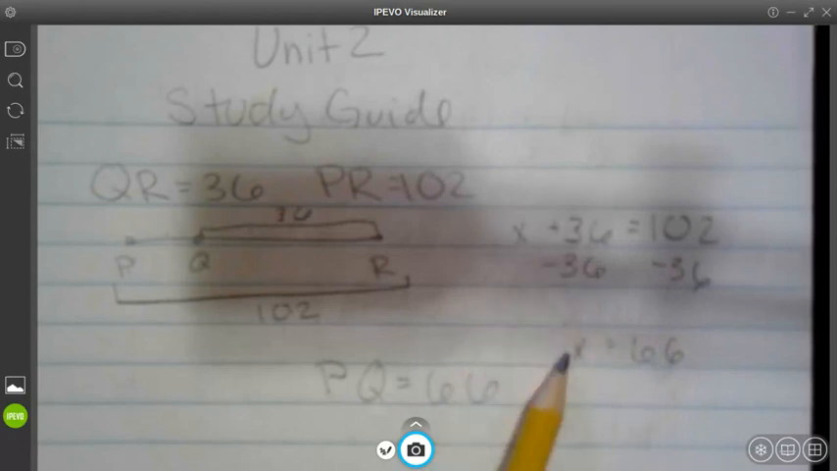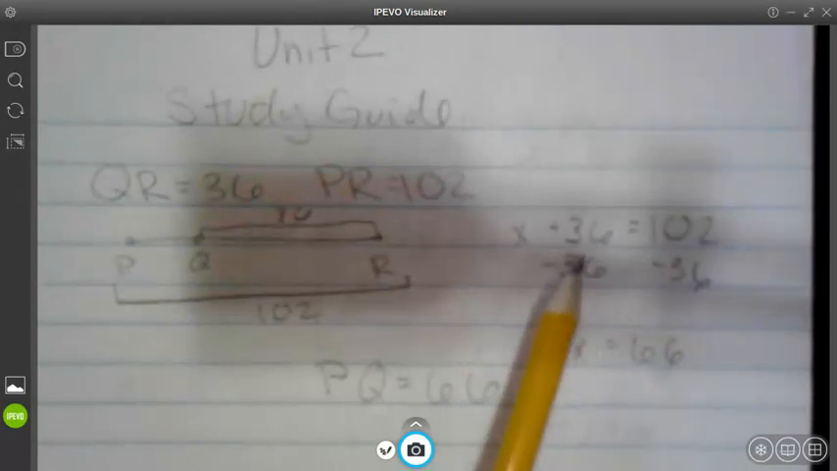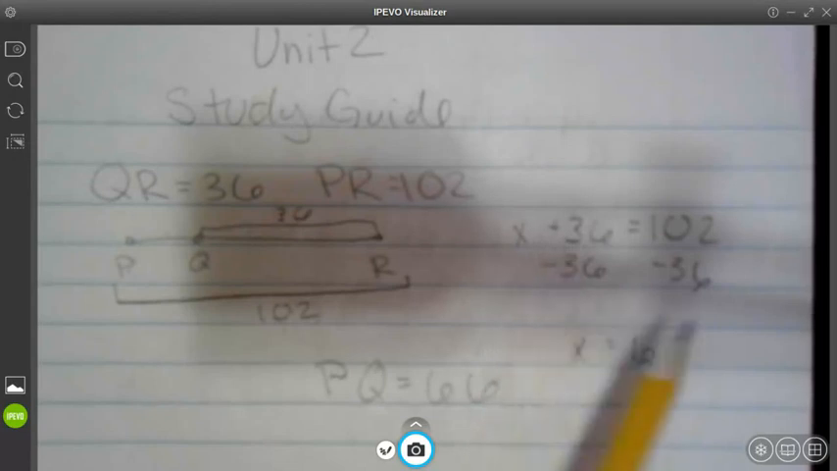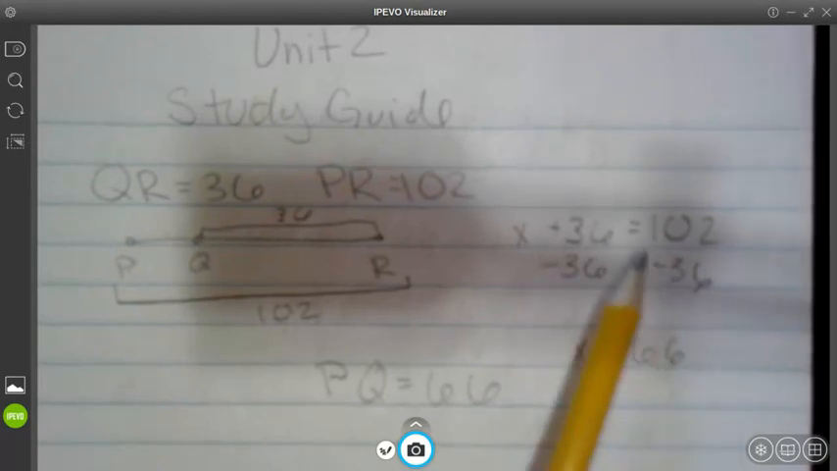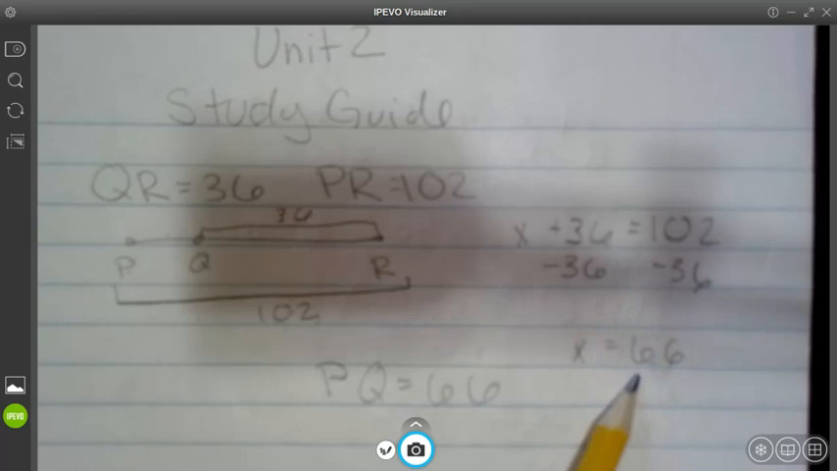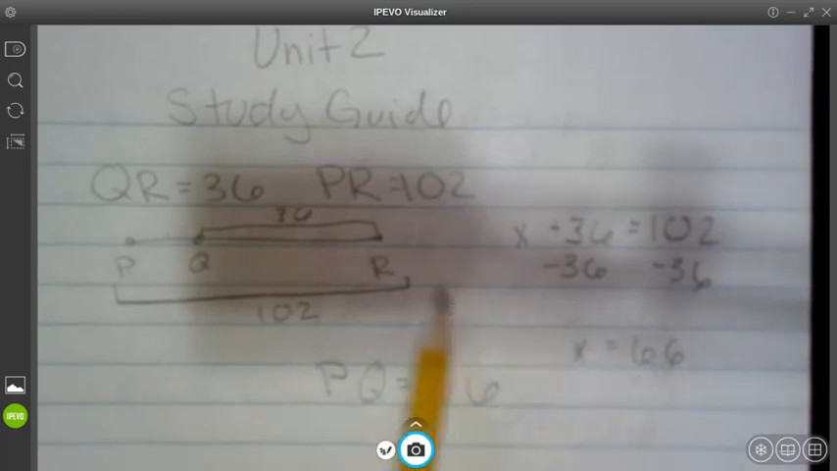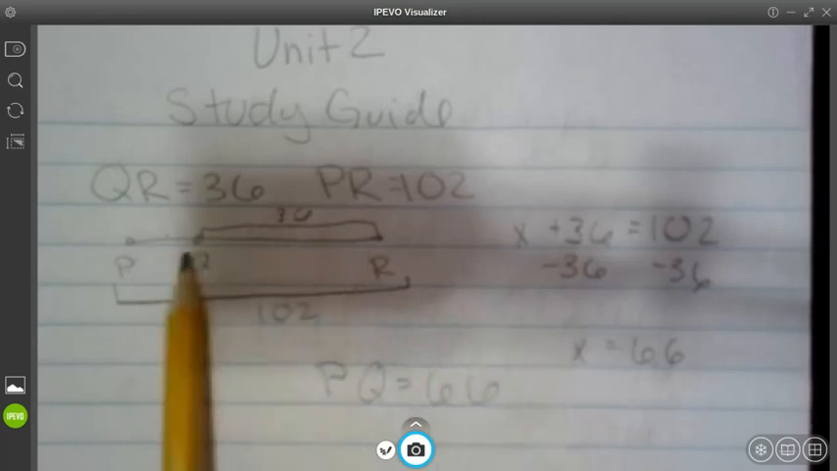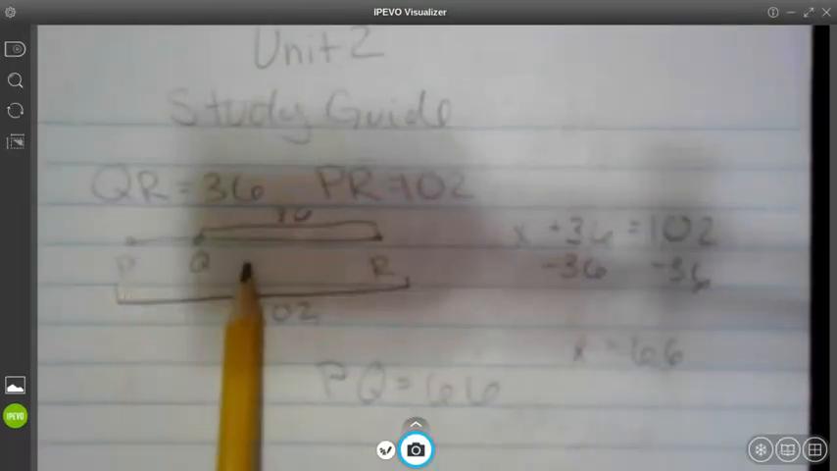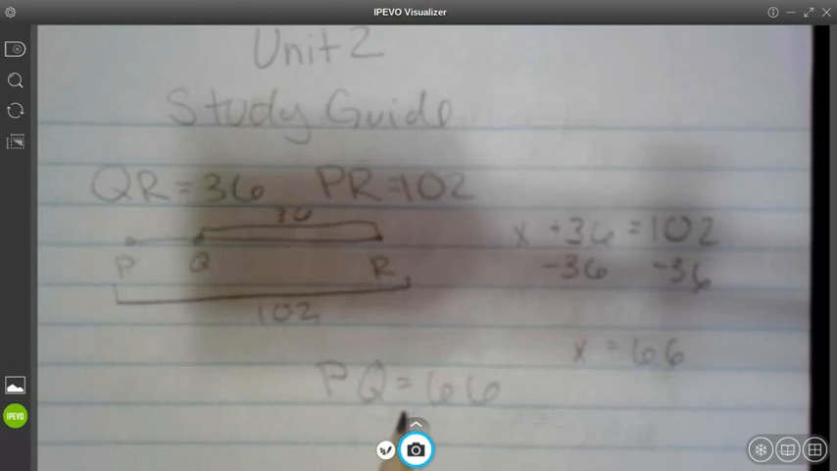Now we want to simplify. We want to get down to just x. So we have x plus 36, and we're going to subtract 36 from both sides. 102 minus 36 is 66, so x equals 66. But it doesn't want to know x, it wants the measure of PQ. So PQ equals 66.